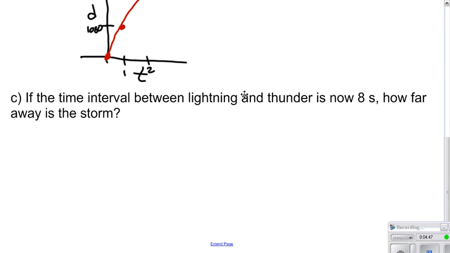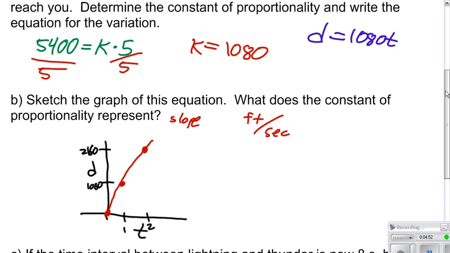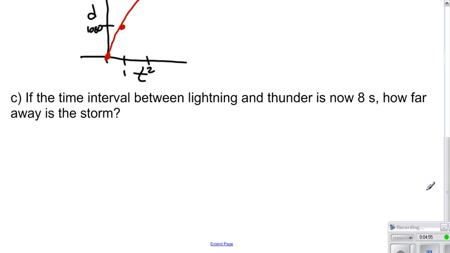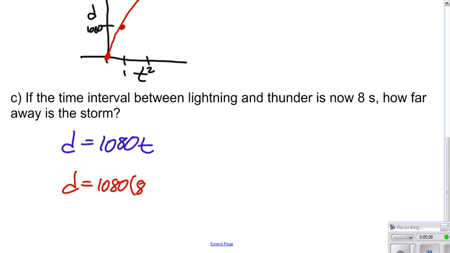If the time interval between lightning and thunder is now 8 seconds, how far away is the storm? So we're going to use our equation, d equals 1,080 t, but now time is 8 seconds, so d equals 1,080 times 8, and that gets us the distance is 8,640 feet. That's about 1.5 miles.